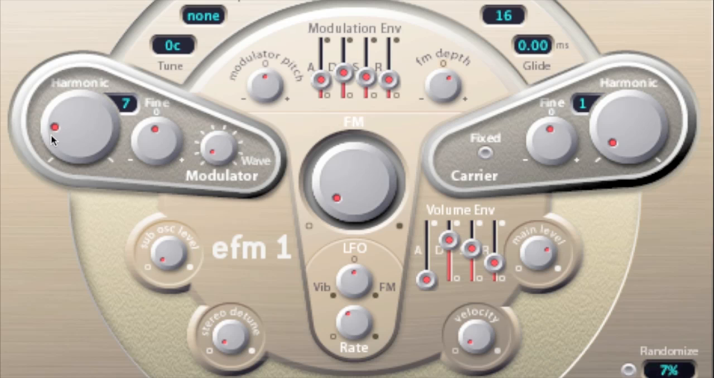We could have it so that we keep our modulator on 1, and we can change the carrier. Kind of a bit vocal in character.